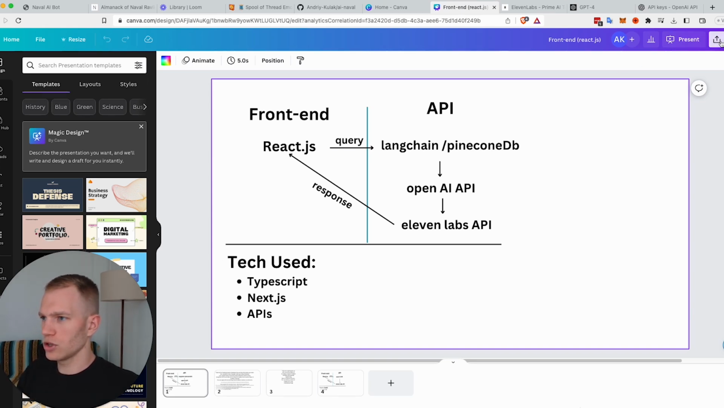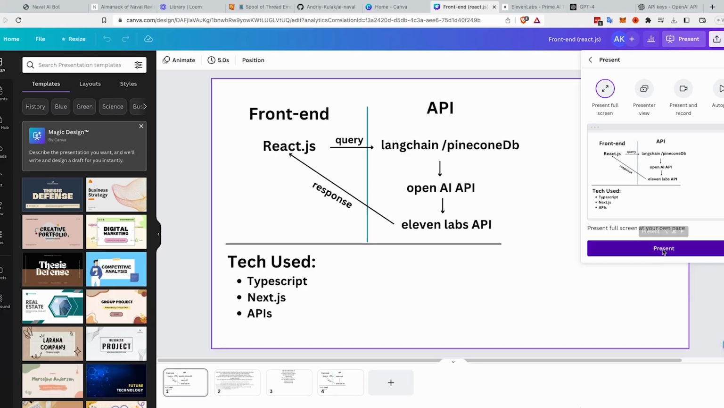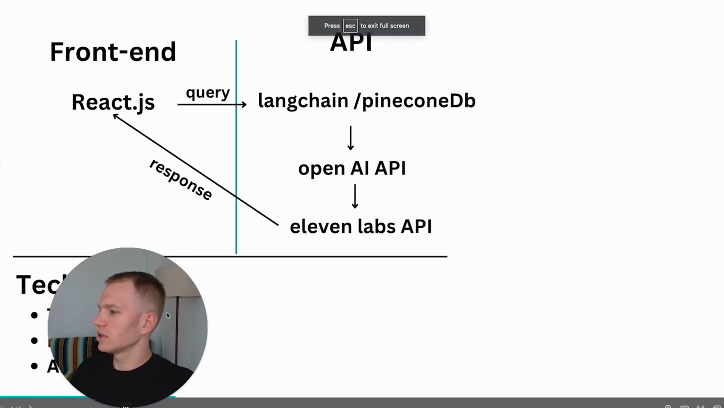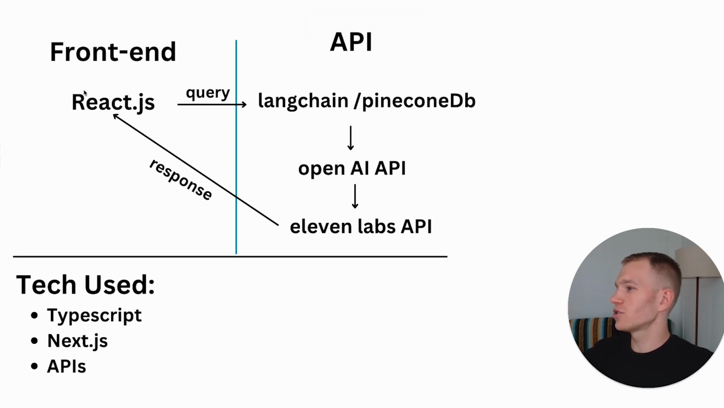Now I'm going to go over the architecture of how this works. So I'm going to share this, or present. There you go. And let's move over my face. What you have here is the front end you just saw, built with React.js and Next.js using TypeScript. It's sending the query, the question I just had, to our API layer.